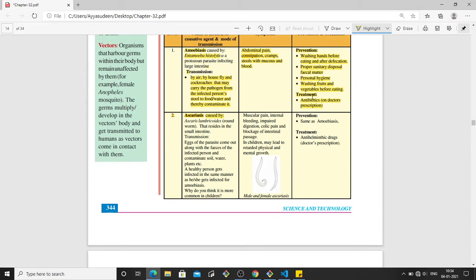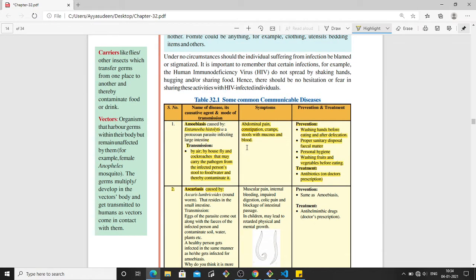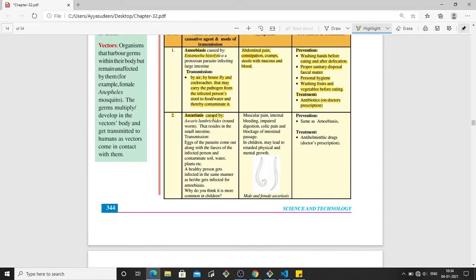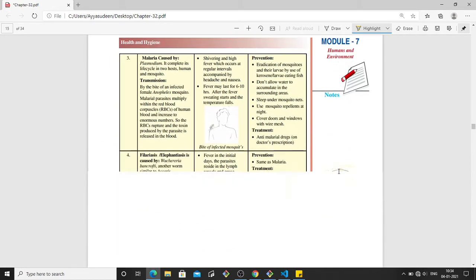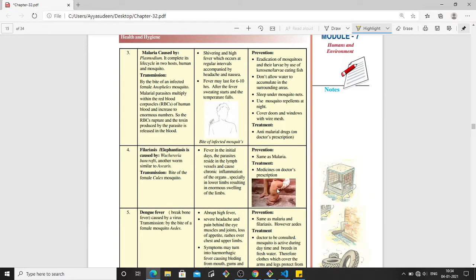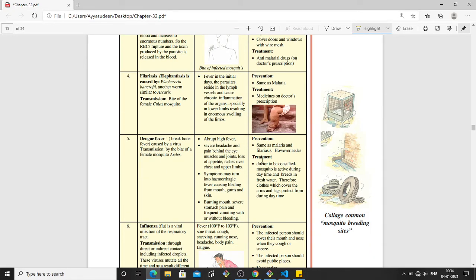Okay, prevention and treatment. Like that, they have given for different communicable diseases their names, what causes them, and what the symptoms are. Okay, everything you can read here. I'm not explaining this because it's just simple points. You can just read and understand. And if you don't understand any words, obviously it's English and English is not your first language, so you have to refer to a dictionary.